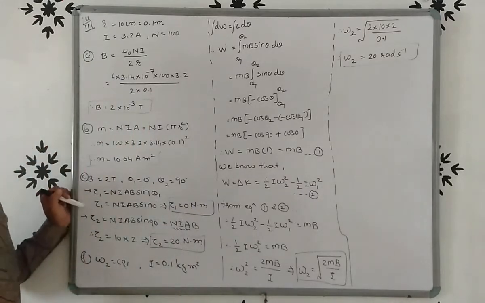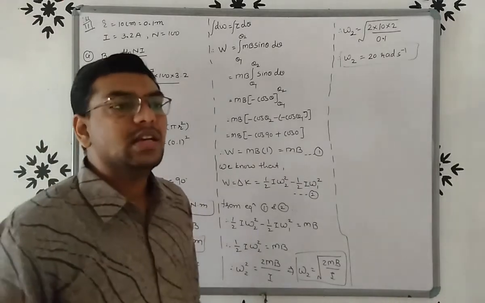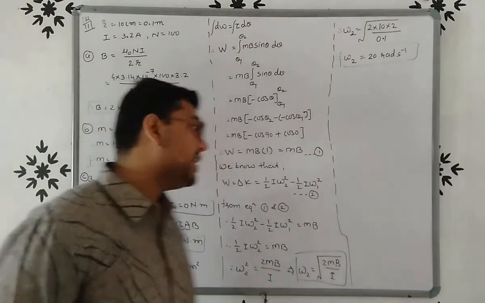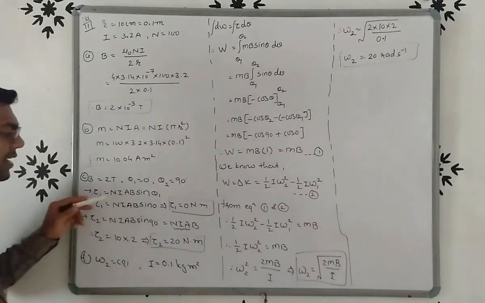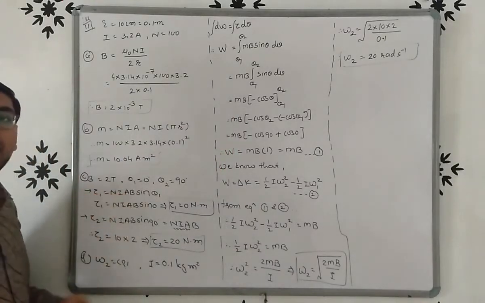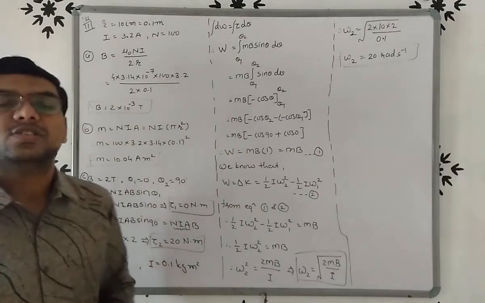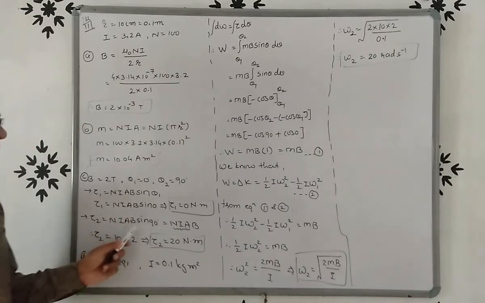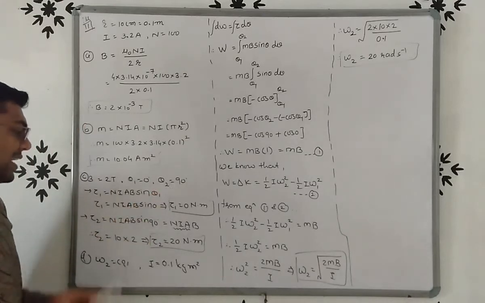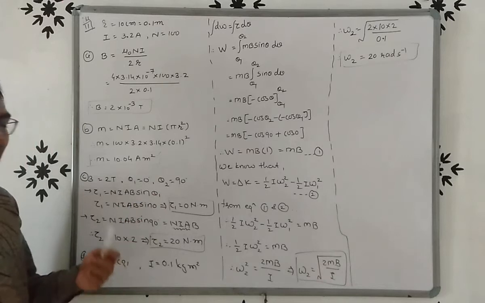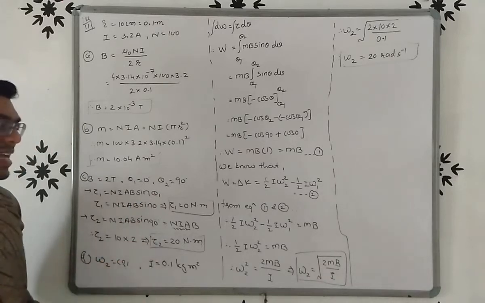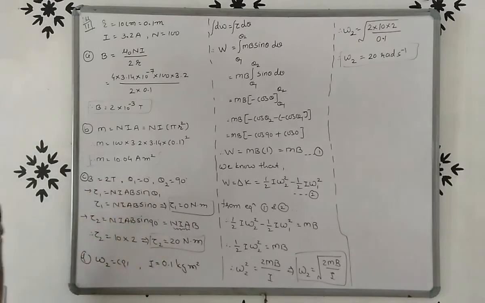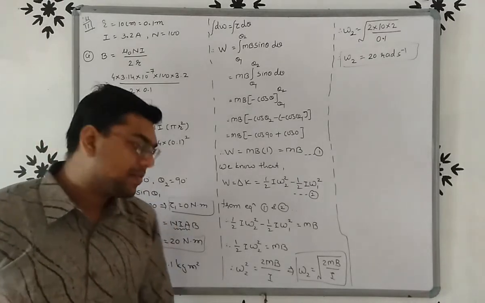Then we have to find the initial and final torque. Initial angle theta 1 and final angle theta 2, that is 90 degrees. So initial torque tau 1 is NIAB sin theta 1, but theta 1 is 0, sin 0 is 0. So initial torque is 0. Final torque is NIAB sin theta 2, but theta 2 is 90. So NIAB sin 90, sin 90 is 1. So tau 2 is NIAB, but NIA is 10 into B, which is 2. So the final torque is 20 Newton meter.